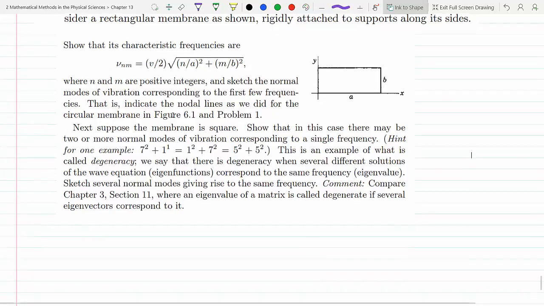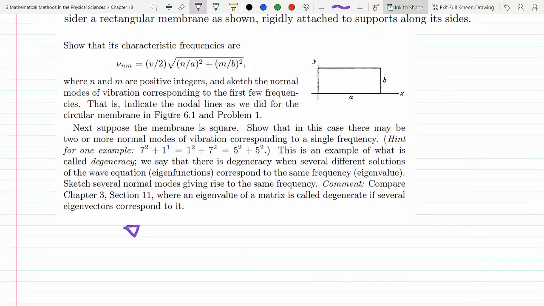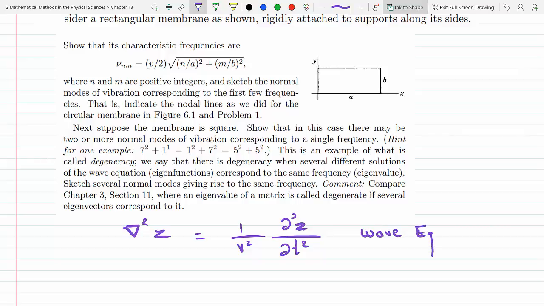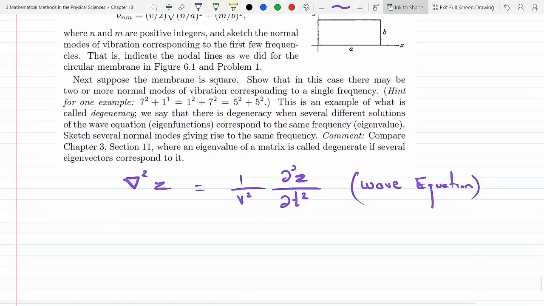This is the wave equation. The Laplacian of z equals 1 over v squared d squared z over dt squared. Okay, this is the wave equation, and we will solve this by separation of variables. Where the xy plane is the plane we are considering, right?